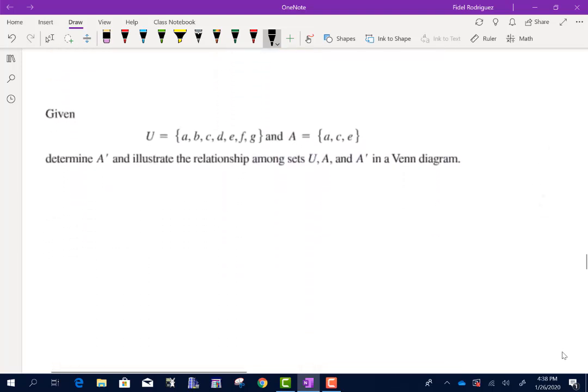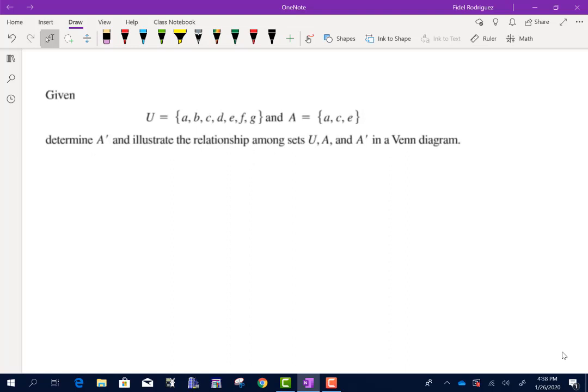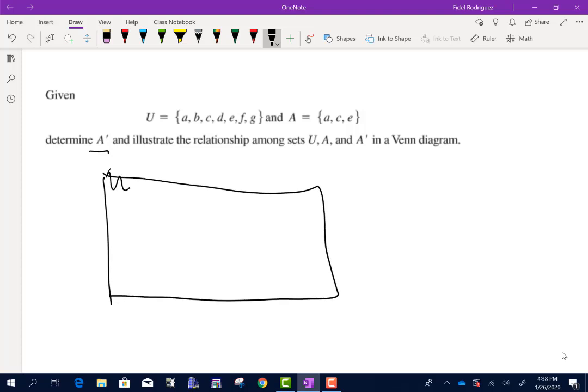So here we go. It says, given the universal set is the set of the letters A, B, C, D, E, F, G, and A is a set containing the letters A, C, and E, let's find A complement, and let's illustrate this using a Venn diagram. Okay, so the first thing I'm going to do here, guys, I'm going to draw my rectangle. My rectangle is going to be my universal set. Inside there, I'm going to have the set A. Now, I want you to notice the elements that are inside the set A are the elements A, C, and E.